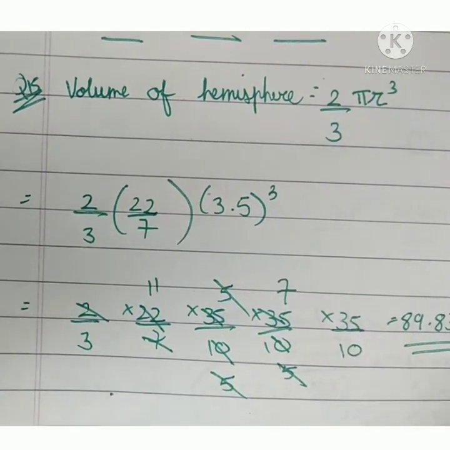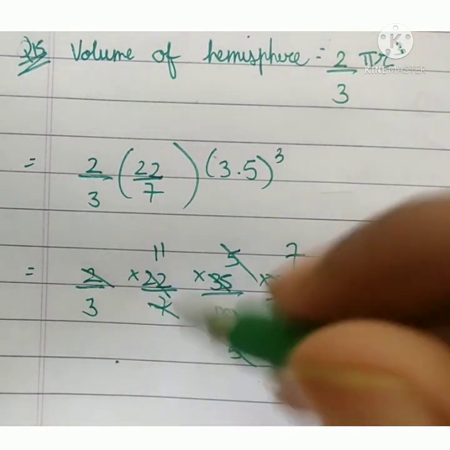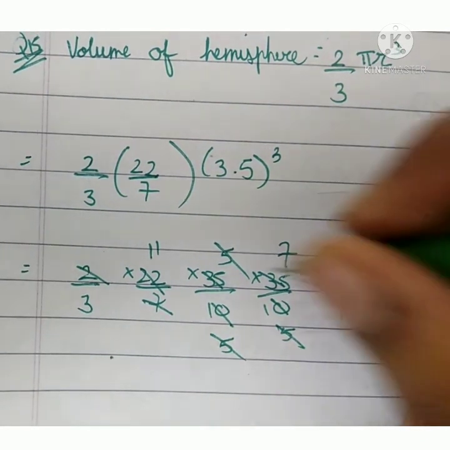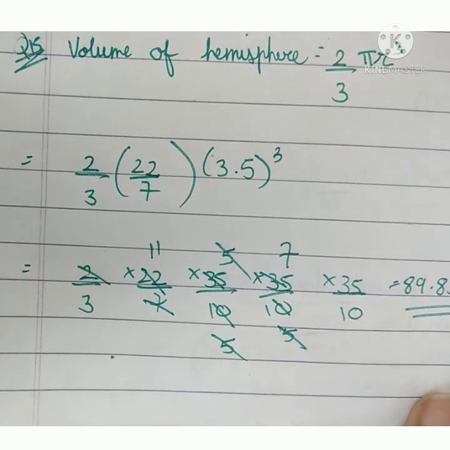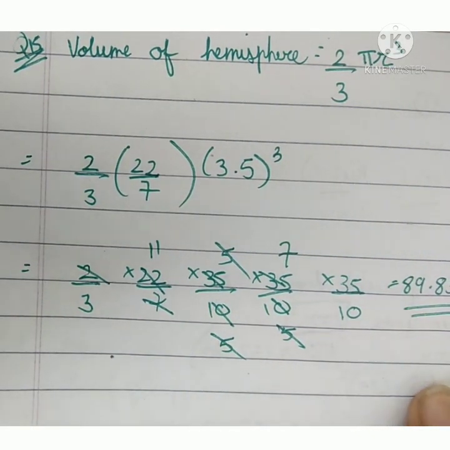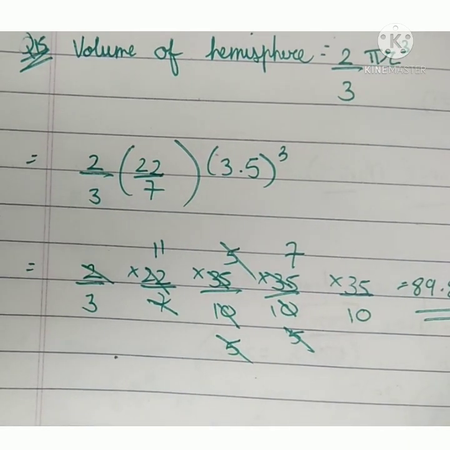So let's take it out. 2 and 5, 5, 5. Okay, so that's correct, and this is our answer. If you calculate this, your answer would be 89.83 meters cube. Now let's see the next question.